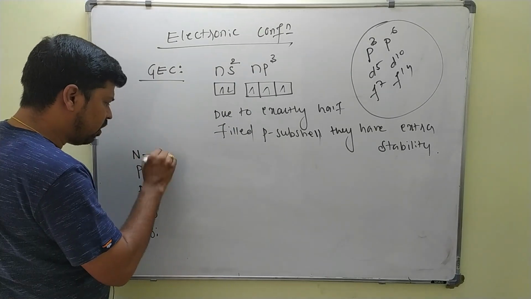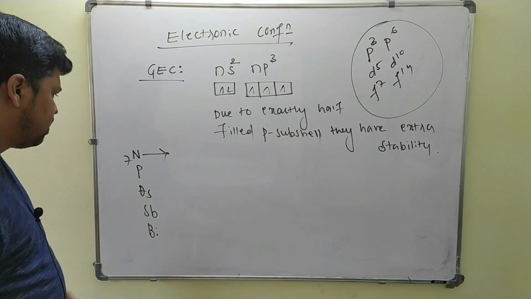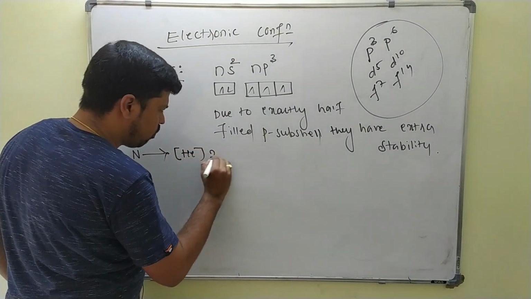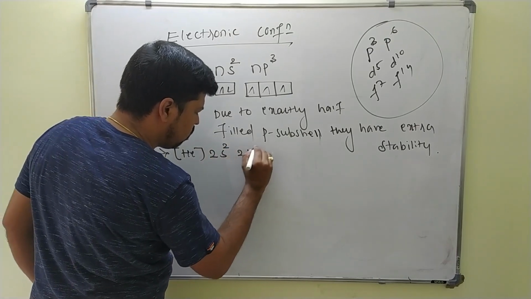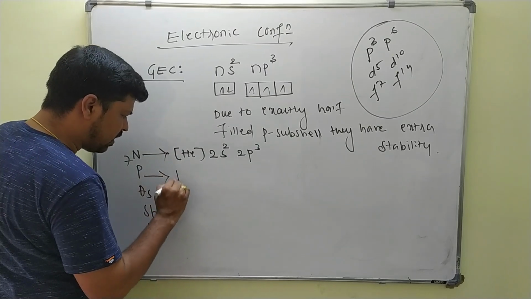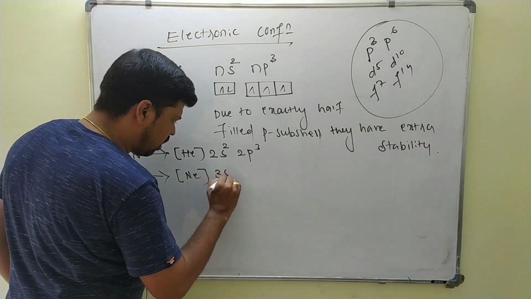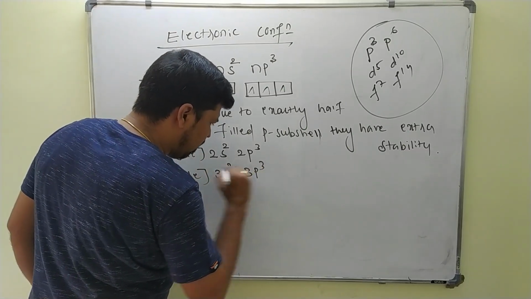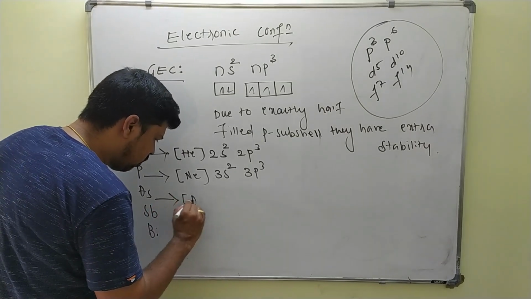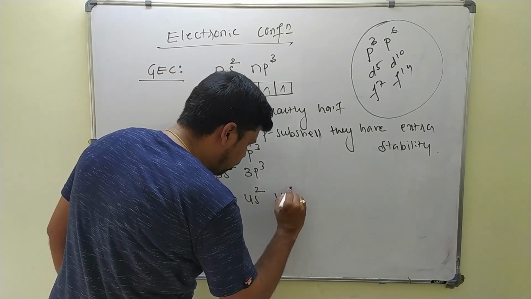What is the electronic configuration of nitrogen? The atomic number is 7. It is helium 2s2 2p3, that is 2 electrons, 4 and 7 in total. Similarly, for phosphorus, we write the inert gas configuration, neon, 3s2 and 3p3. Next, for arsenic, we write argon, 4s2, 4p3.